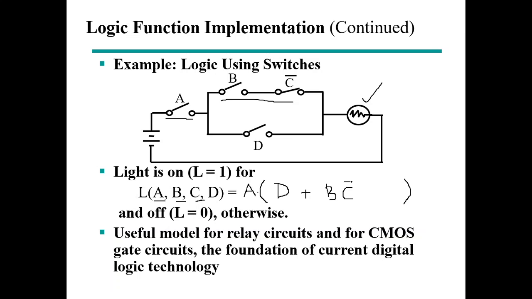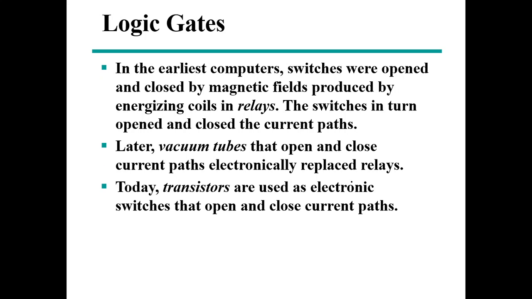Now ये इसकी form हमें यहाँ से मिलती है, फिर हम इसको simplify कर सकते हैं और we can create a truth table for it and we can do all those things. ठीक है. So this is just an example of how you can use these switches to implement a boolean function.